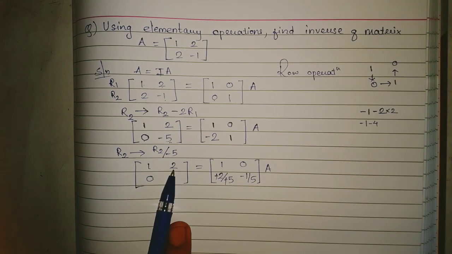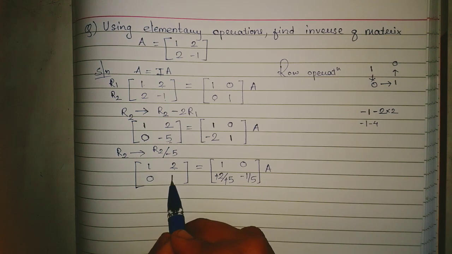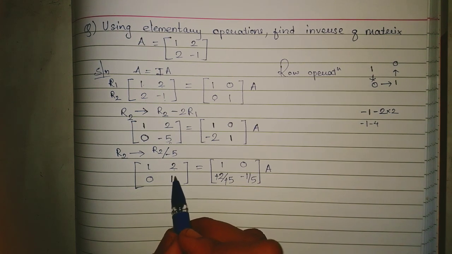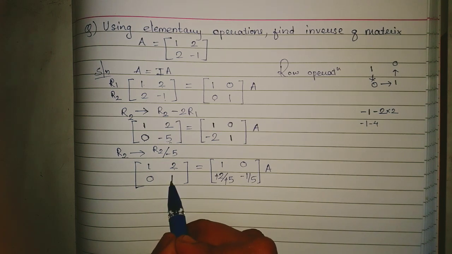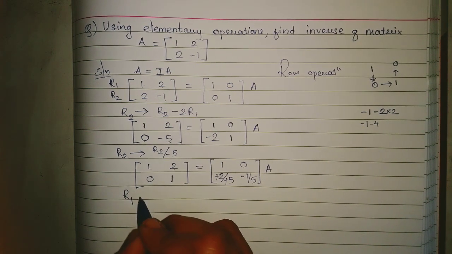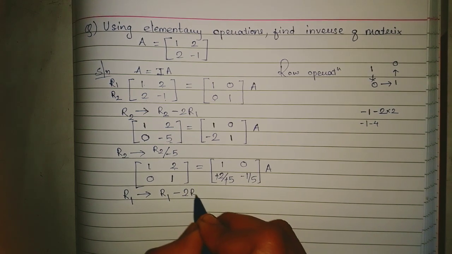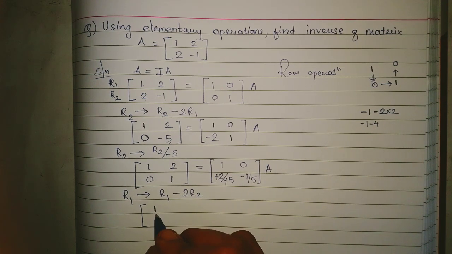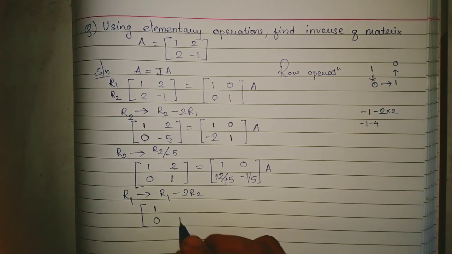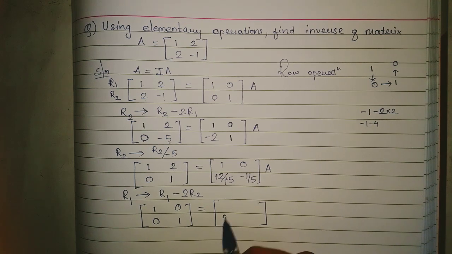Now we have to make this 0. So to make this 0, you have to make use of R2, right? So R1 is 2 minus 2R2, right? So we are changing R1. So R1 minus 2R2. So this is not changing. Our R2 is the same. This will be 0. R2 remains the same.